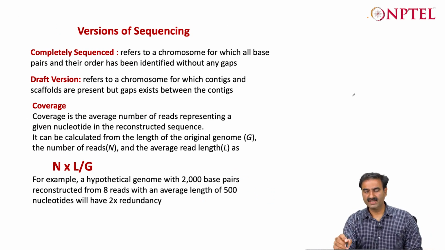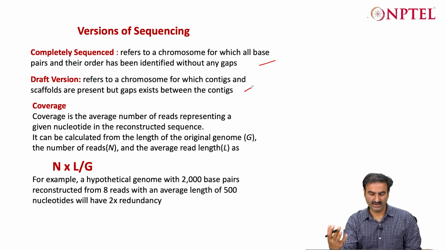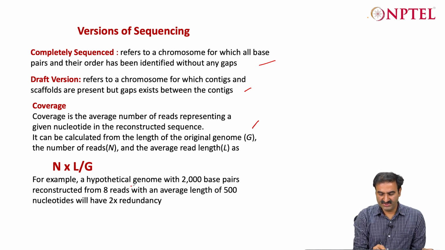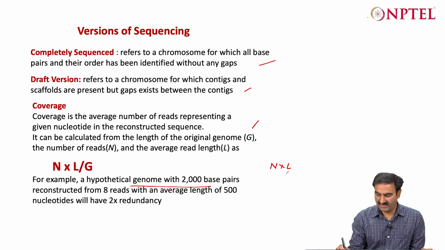Then you can have a complete genome if you have determined the order and identity of every nucleotide in all the chromosomes of that genome. A draft version is a genome with gaps, where some portions still need to be sequenced and are not known. Coverage is how much you have covered that genome, how many times you have read that genome. There is a typical formula: N times L divided by G.